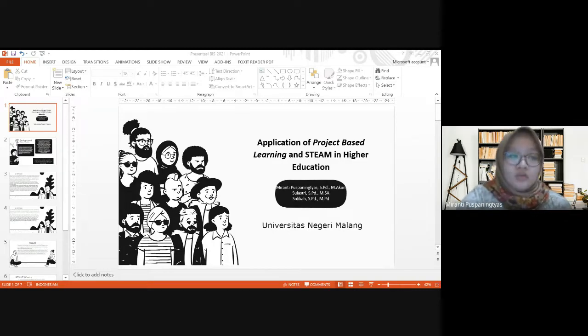The method of this research is a quasi-experimental design in the form of a non-equivalent control group design. This research is designed using two classes to be compared: one experimental class and one control class.